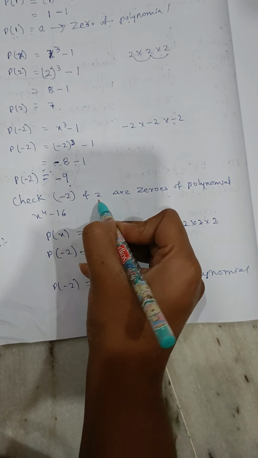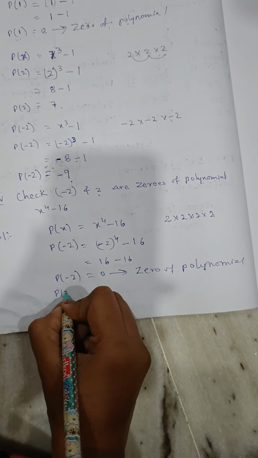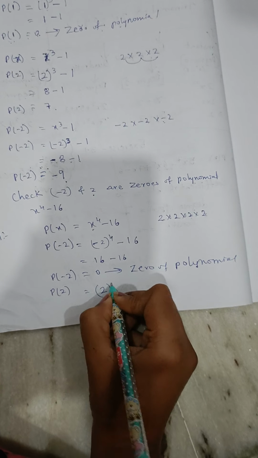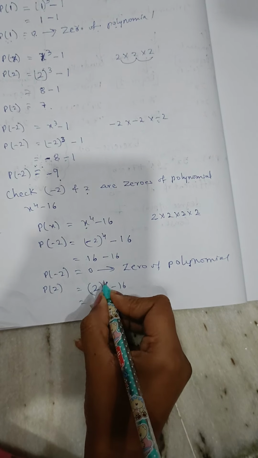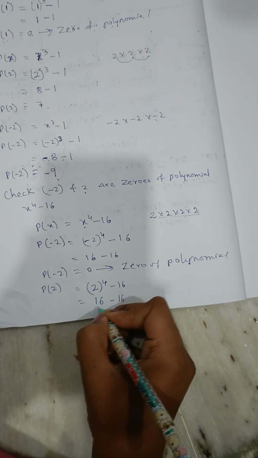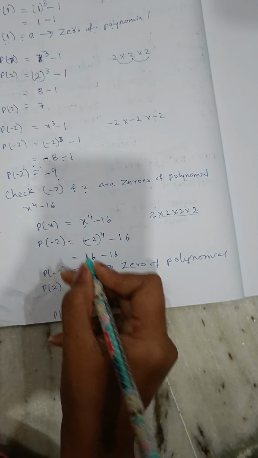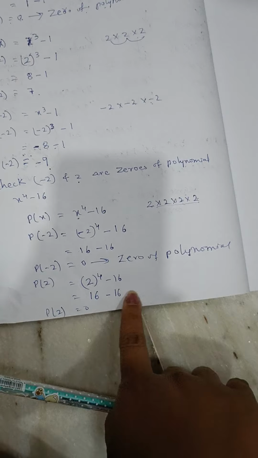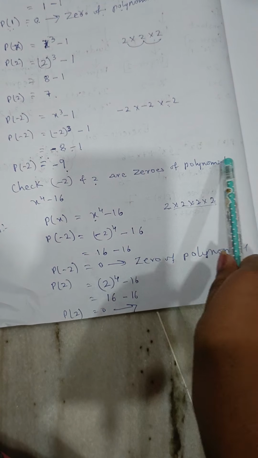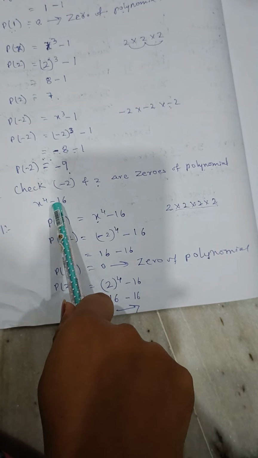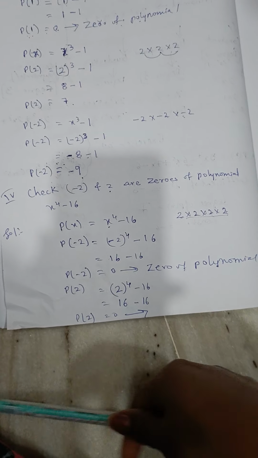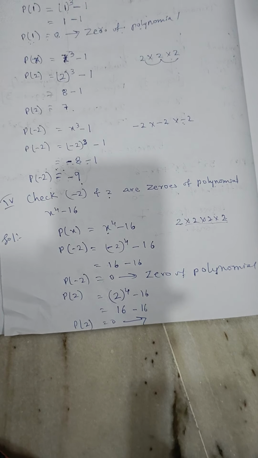And similarly they ask you to check 2 also. So let's do p of 2. In place of x we have to keep 2, so (2) whole raised to 4 minus 16. Again you'll get 2 into 2 into 2 into 2. If you multiply you'll get 16 only. 16 minus 16, again we got 0. That means p of 2 and p of minus 2 are both 0. That means minus 2 and 2 are the zeros of the polynomial x power 4 minus 16. So like this you will find the solution when they ask you to find the 0 of the polynomial.